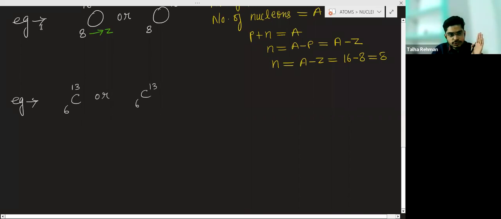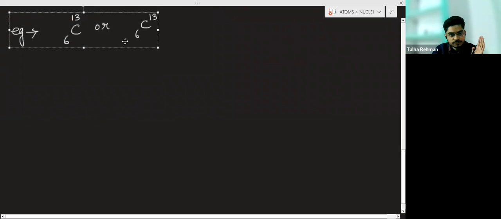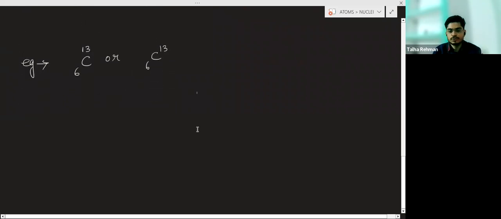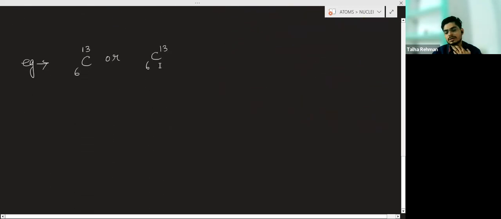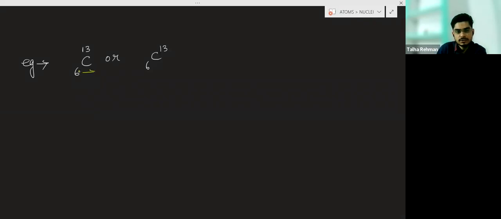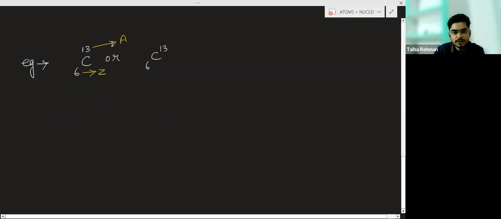So now come to this question. In some books, this is carbon, 6 13. So what is this 6 representing? Z. And what is Z? Atomic number. What is this 13 representing? A. And what is A? Mass number.